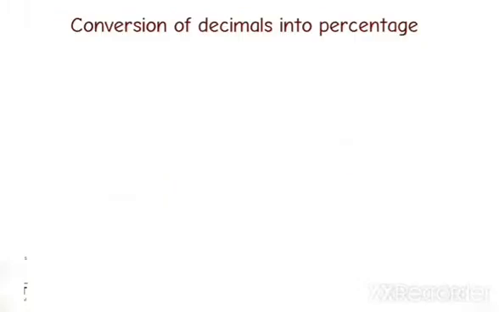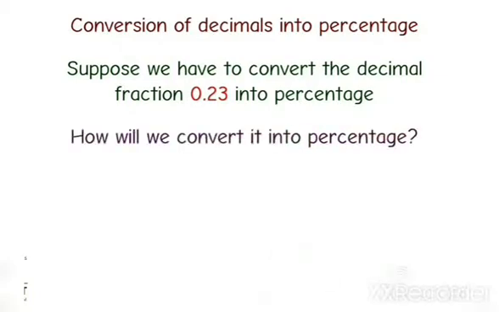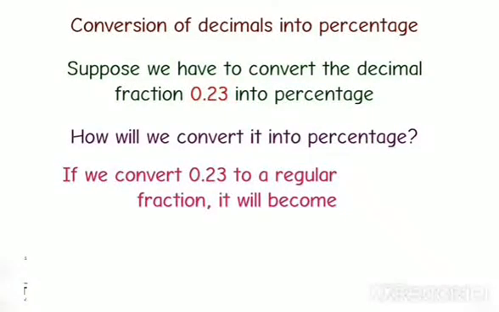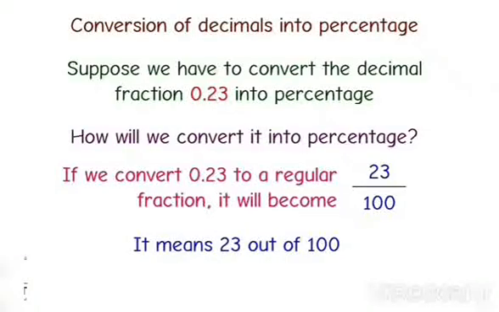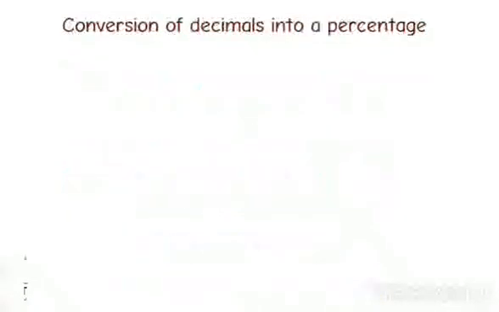Conversion of decimals into percentage. Suppose we have to convert the decimal fraction 0.23 into percentage. How will you convert it into percentage? If we convert 0.23 into a regular fraction, it will become 23 upon 100. It means 23 out of 100. And in percentage, we write it as 23%.